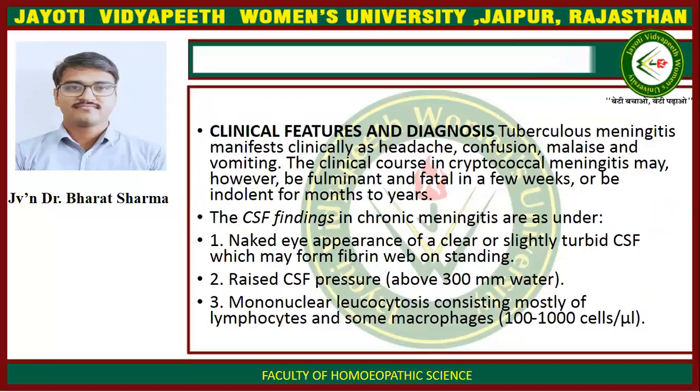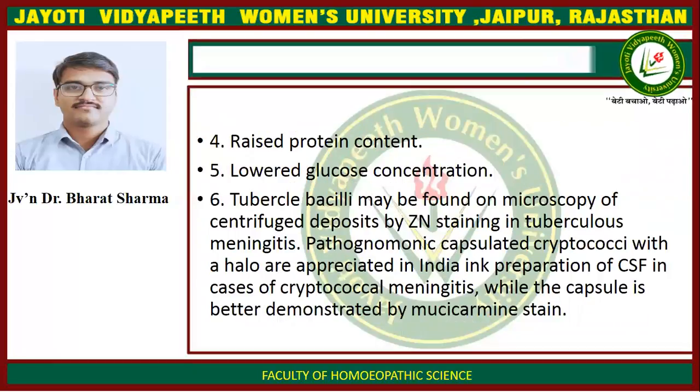Clinical features and diagnosis. Tuberculous meningitis manifests clinically as headache, confusion, malaise, and vomiting. The clinical course in cryptococcal meningitis may, however, be fulminant and fatal in a few weeks, or be indolent for months to years. The CSF findings in chronic meningitis are naked eye appearance of clear or slightly turbid CSF, which may form a fibrin web on standing. Raised CSF pressure above 300 millimeter of water. Mononuclear leukocytosis consisting mostly of lymphocytes and some macrophages. Raised protein content and lowered glucose concentration.